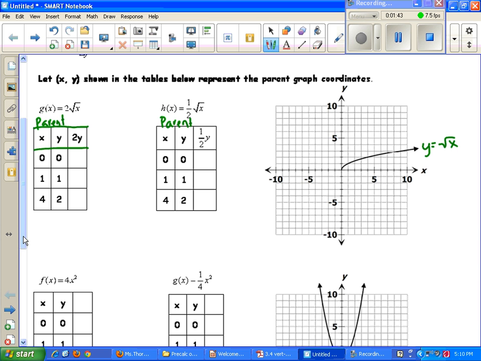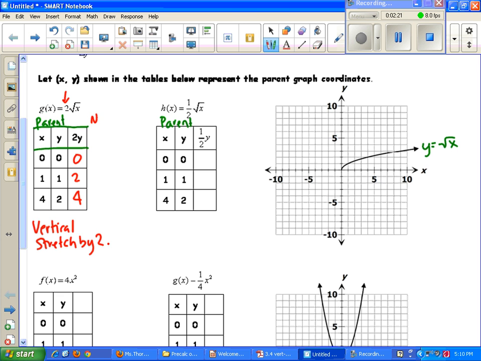Remember that when we're doing a vertical transformation, we are changing our y values. Since this 2 is above 1, we know this is going to be a vertical stretch by a factor of, in this case, 2, because that's the number on the outside. So we're going to take our y values and multiply them by 2. 2 times 0 is 0, 2 times 1 is 2, and 2 times 2 gives me 4. So now we have our new coordinates for our graph.